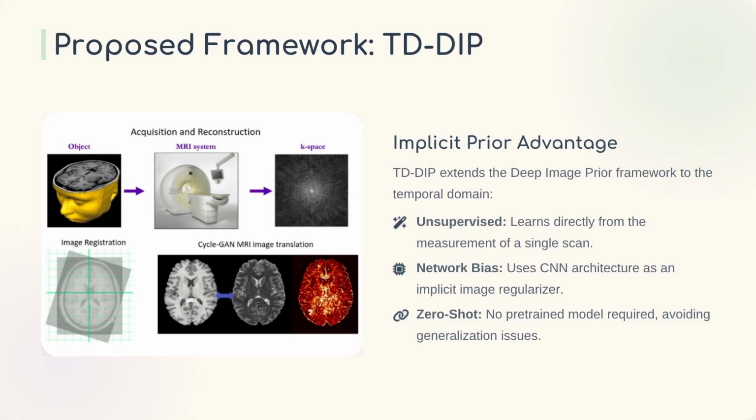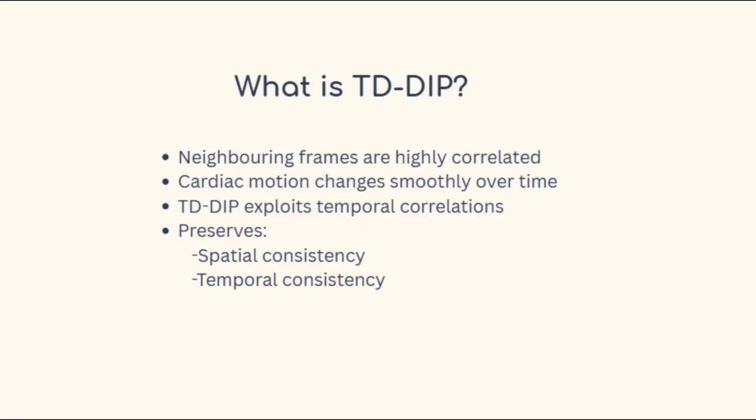TD-DIP extends the deep image prior framework where the neural network itself acts as an implicit image prior without requiring pre-trained data. Instead of training on large datasets, TD-DIP directly optimizes the network using undersampled measurements from a single MRI scan. The key idea is that neighboring frames in dynamic MRI change smoothly over time due to physiological motion, such as heartbeats or breathing. By exploiting these temporal correlations, TD-DIP reconstructs temporally consistent image sequences.